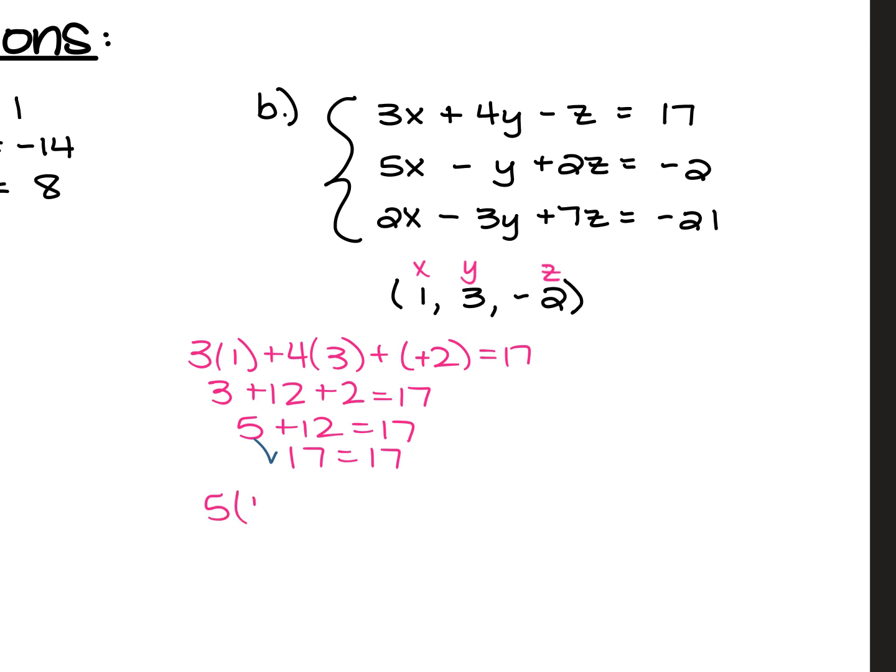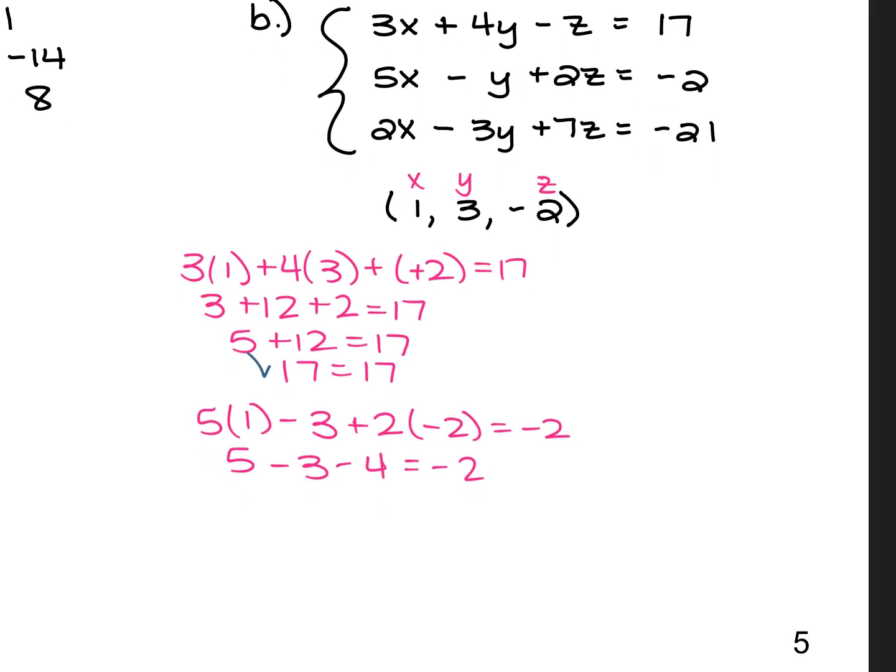We have 5 times x, which is 1, minus y, which is 3, plus 2 times z, which is negative 2, is equal to negative 2. 5 times 1 is 5, minus 3, plus 2 times negative 2 is negative 4, should equal negative 2. The 5 minus 3 is 2, minus 4 is negative 2. So negative 2 is equal to negative 2. This one gives us a true statement too, so we'll check our bottom equation.